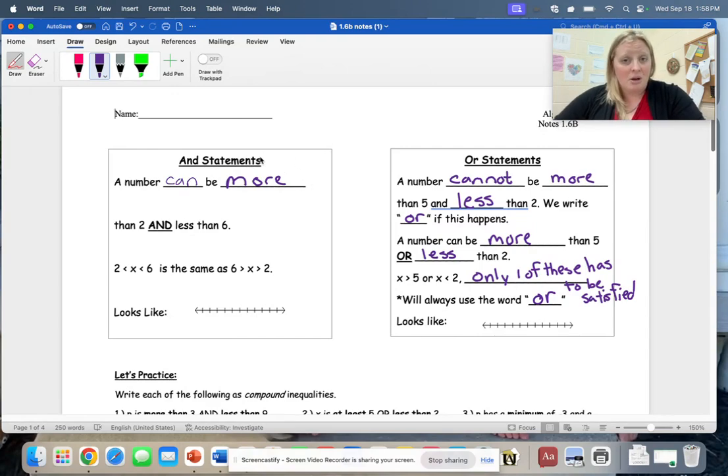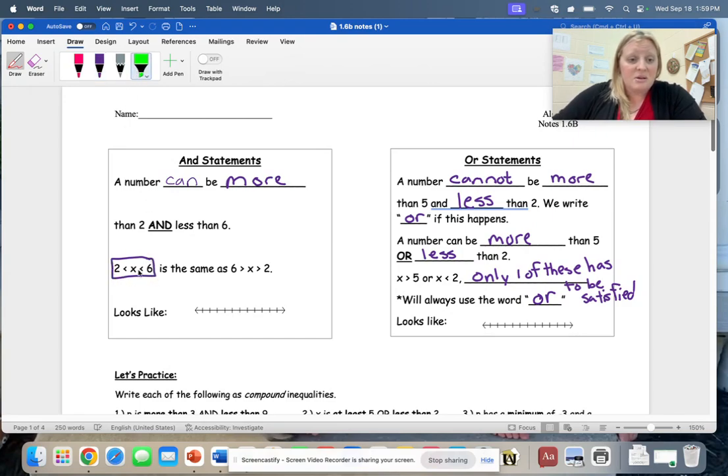Now there's two types of compounds. There's the and statements, but then there's the or statements. So we're going to start here with the ands. An example of an and statement is if I said, give me a number that is more than 2 and less than 6. So again, pick something that's bigger than 2, but also smaller than 6. And there's some numbers that fit, right? So we would call that an and statement. Now, we don't write the word and when we present our answers. We actually represent it like this.